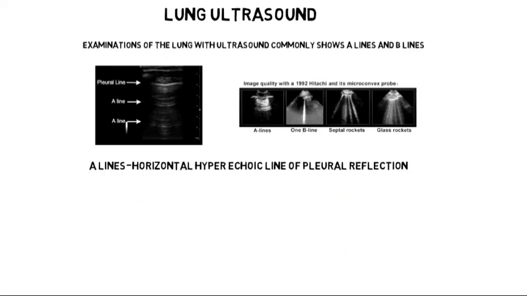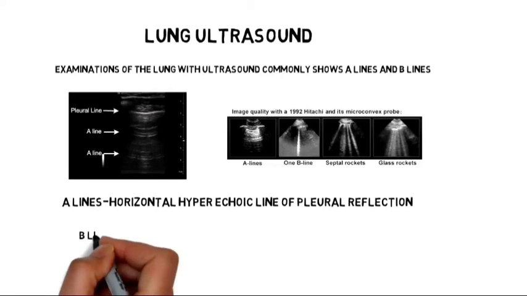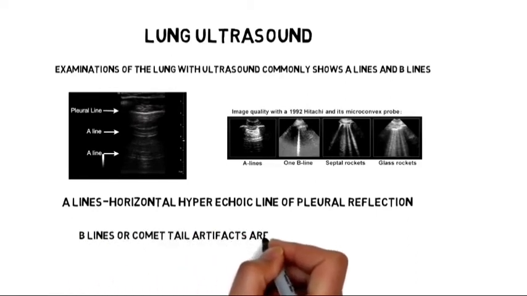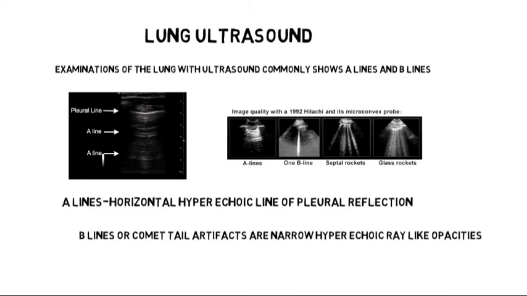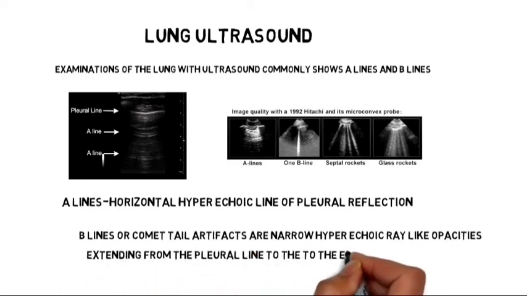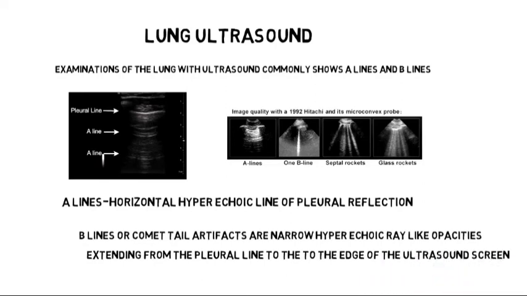So by definition, A lines are horizontal hyperechoic lines of pleural reflection, and B lines or comet tail artifacts are narrow hyperechoic ray-like opacities extending from the pleural line to the edge of the ultrasound screen.